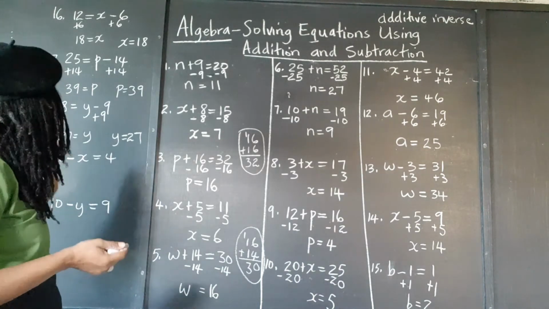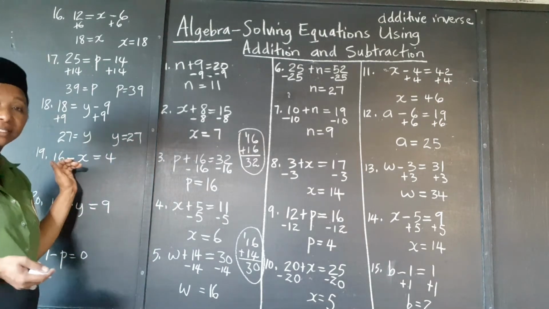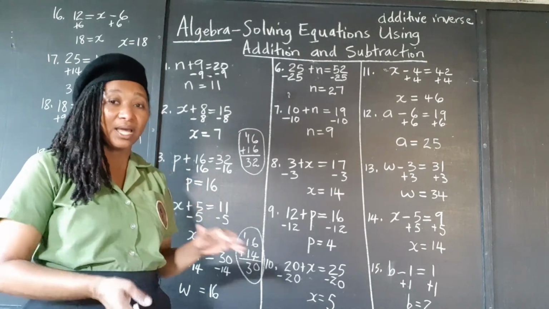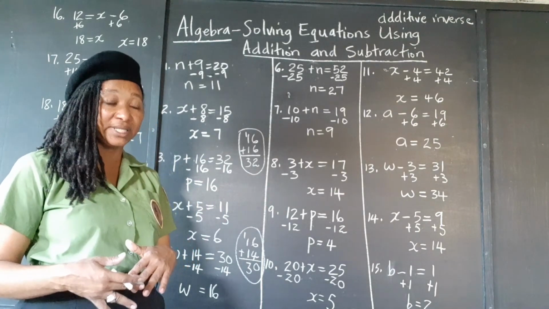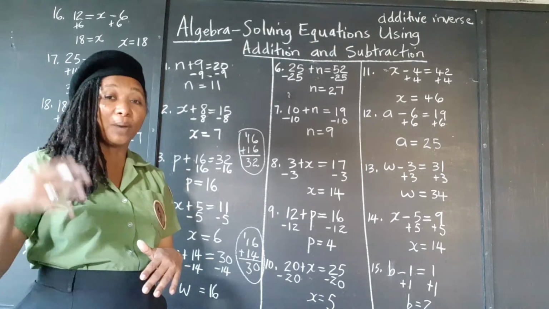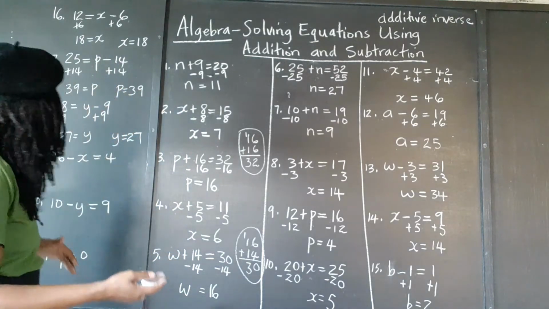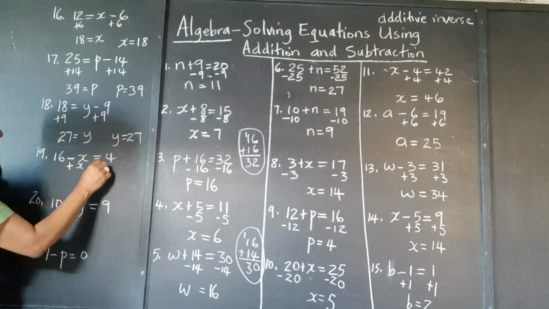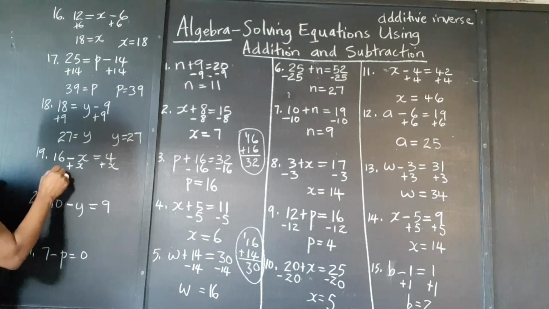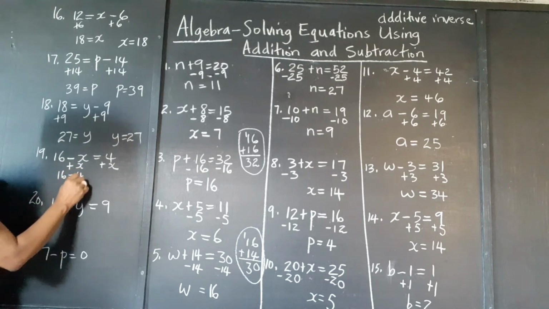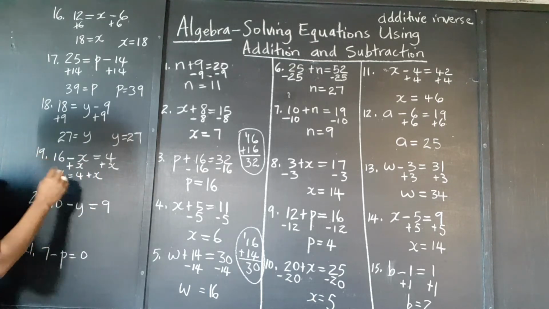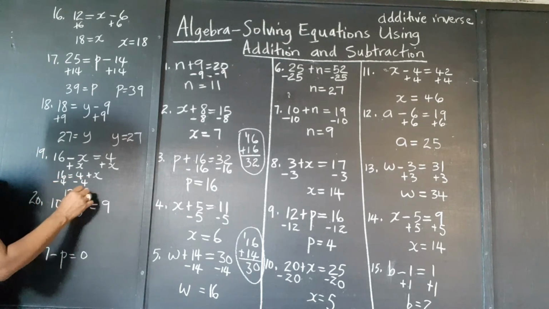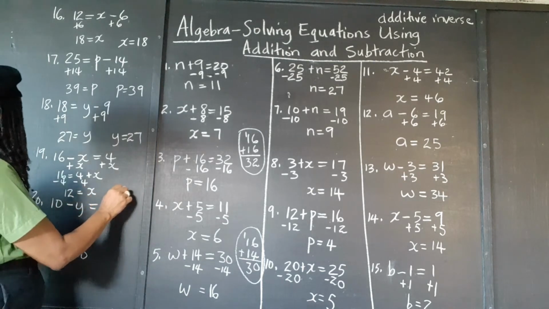So the best thing to do in this case, when you have a minus sign in front of the variable, is to actually add the variable to both sides, which will give you a positive variable on the right. So what we'll do is we'll add x to both sides. So we'll get 16 is equal to 4 plus x. And then we take 4 from both sides. So 12 is equal to x. Or x is equal to 12.